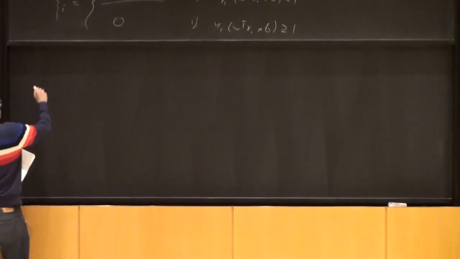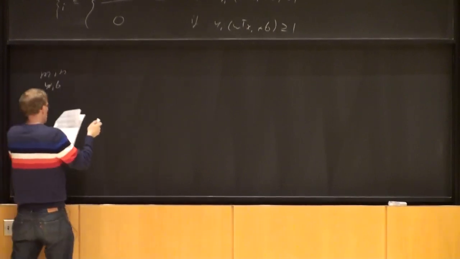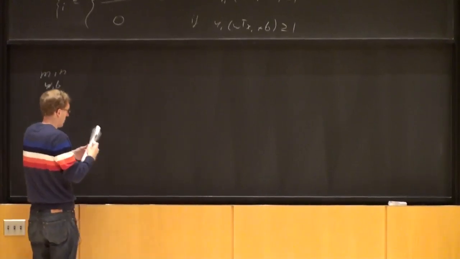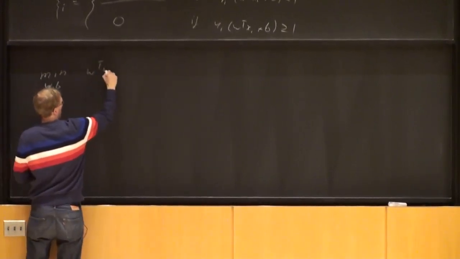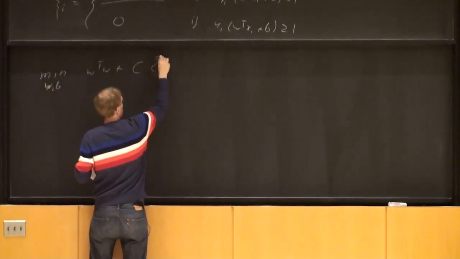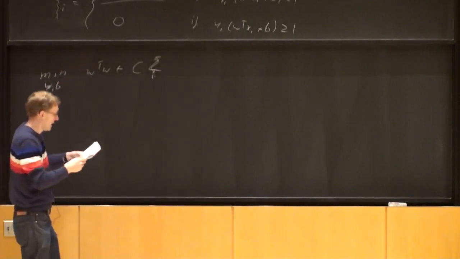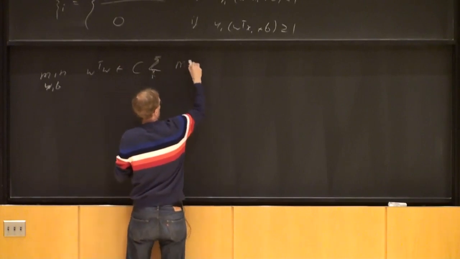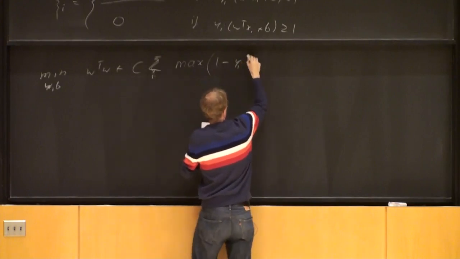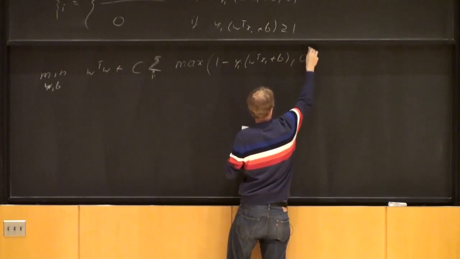So what is our objective? Our objective is to minimize over W and B, W transpose W plus C times the sum over all xi's. But we know exactly what xi is, and that is the max of 1 minus yi (w transpose xi plus b), comma 0.